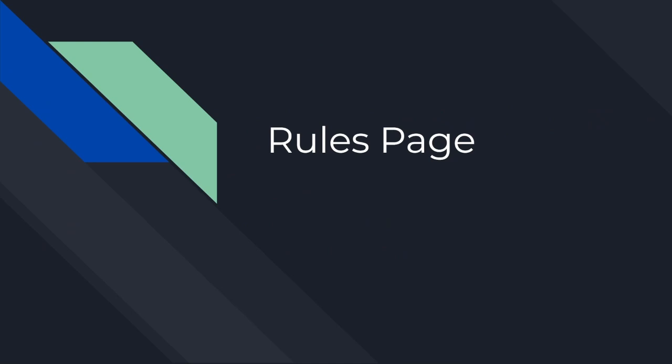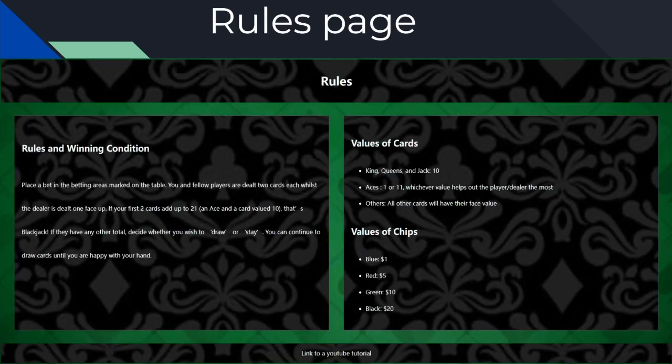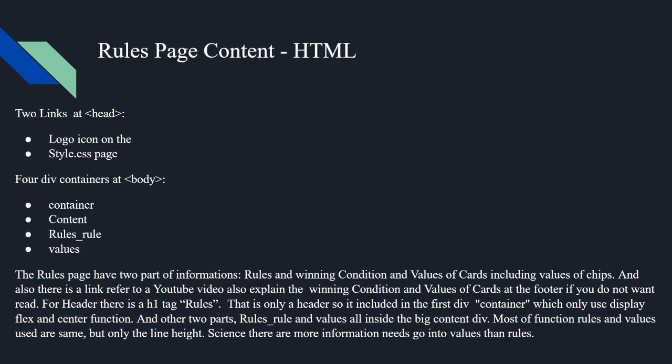I'm working on the rules page, and this is a screenshot of my rules page. As you can see, it has two key sections, which are rules and winning condition, and another part is values, and the values include values of cards and values of chips.